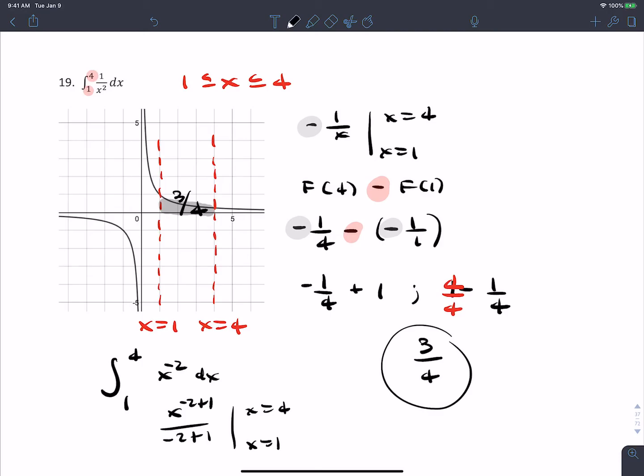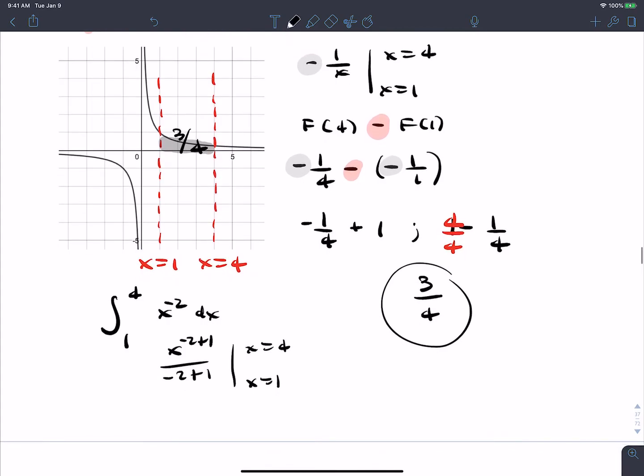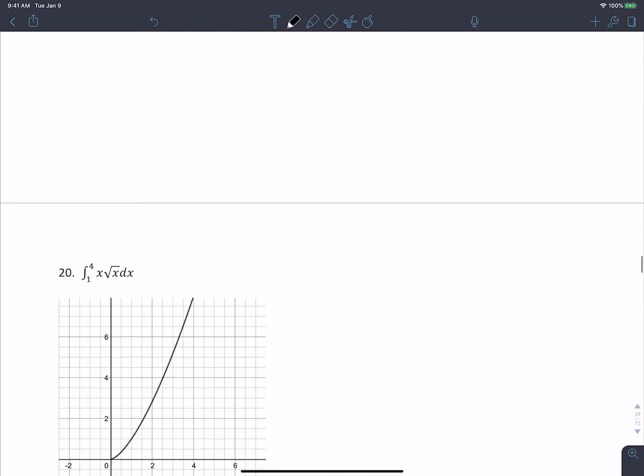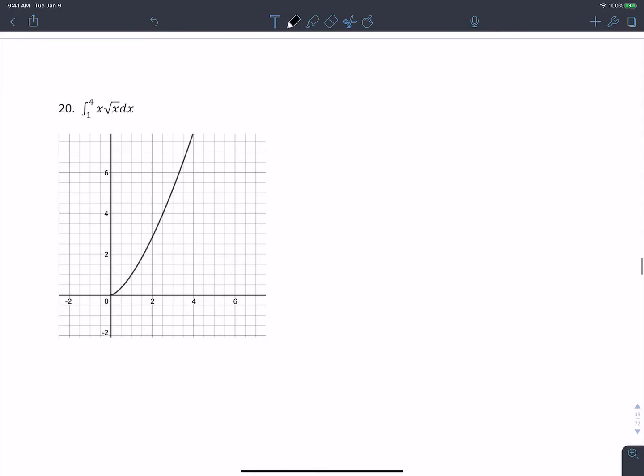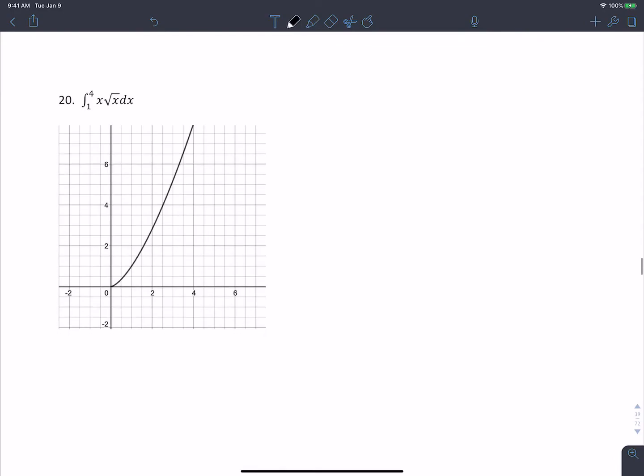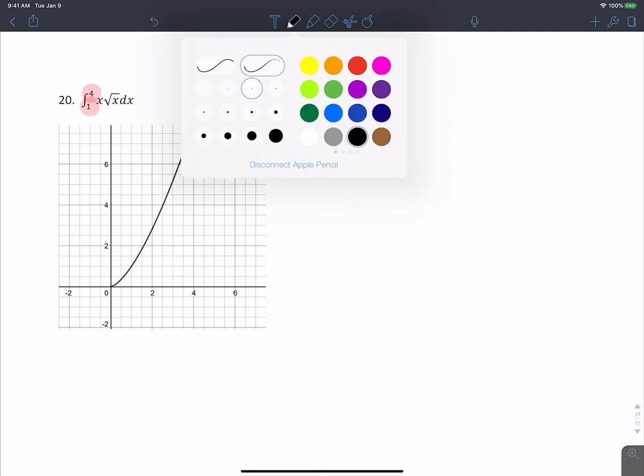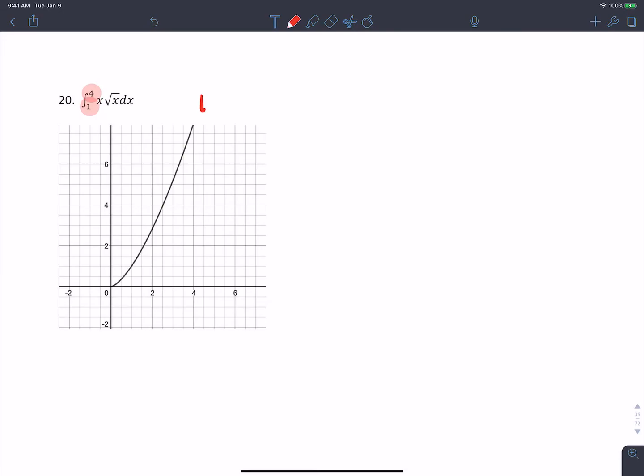So sure enough, it was positive. And take a look at this. We're going to integrate from 1 to 4. So 1 is less than or equal to x, less than or equal to 4. So again, here, it looks like we got a little bit more fine with the partition here. So 1 is actually right here. And then 4 is all the way up to here.